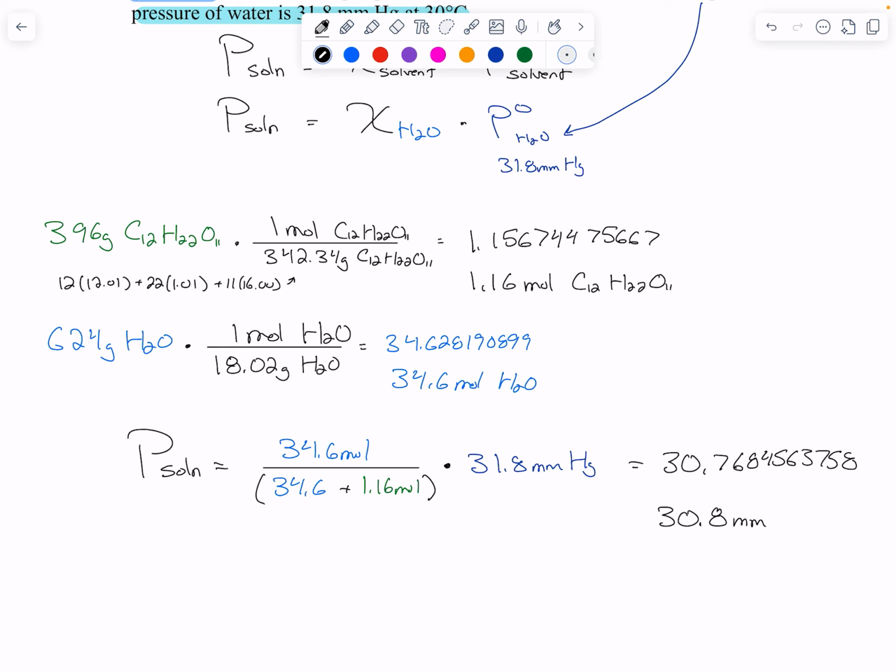With 3 sig figs, I get 30.8 millimeters of mercury, which is lower than the pure. The pure is right there, 31.8, and this is 30.8. Now, if you look, it's 34.6 moles of water versus 1.16 moles of sugar, so it's mostly water. Therefore, it's mostly the vapor pressure of pure water, but it's a little bit less. Hopefully that one works.